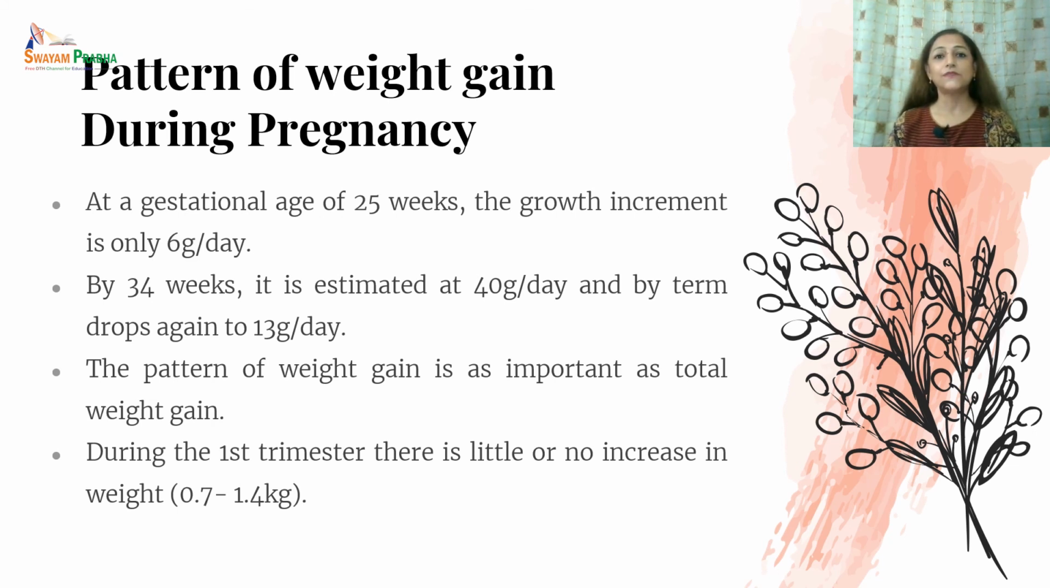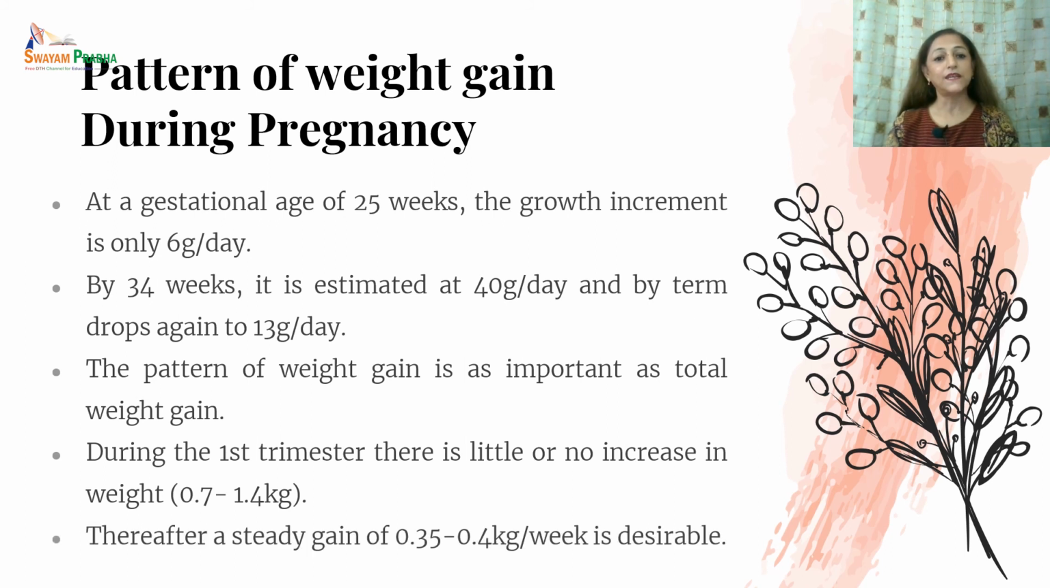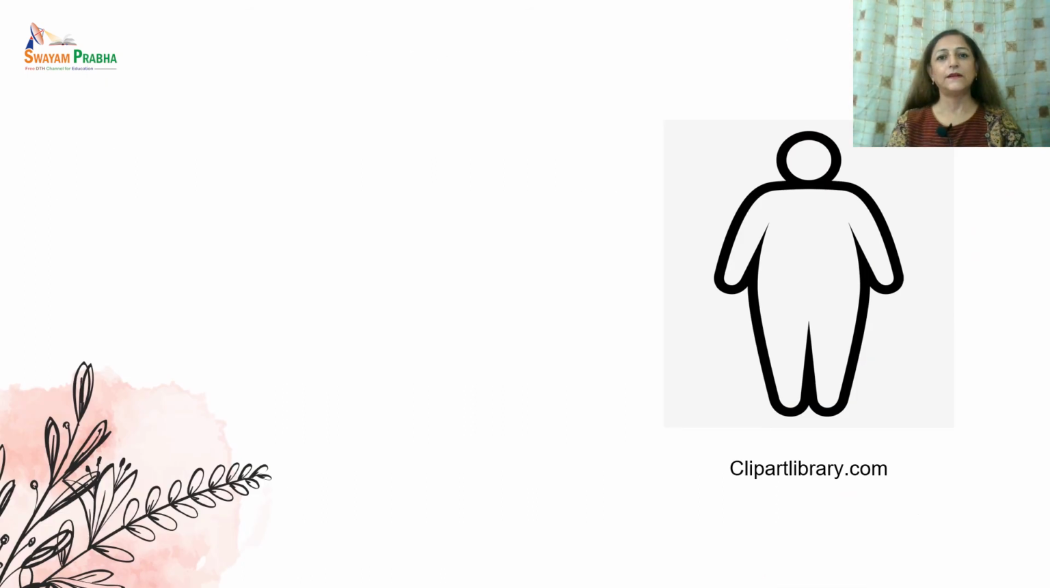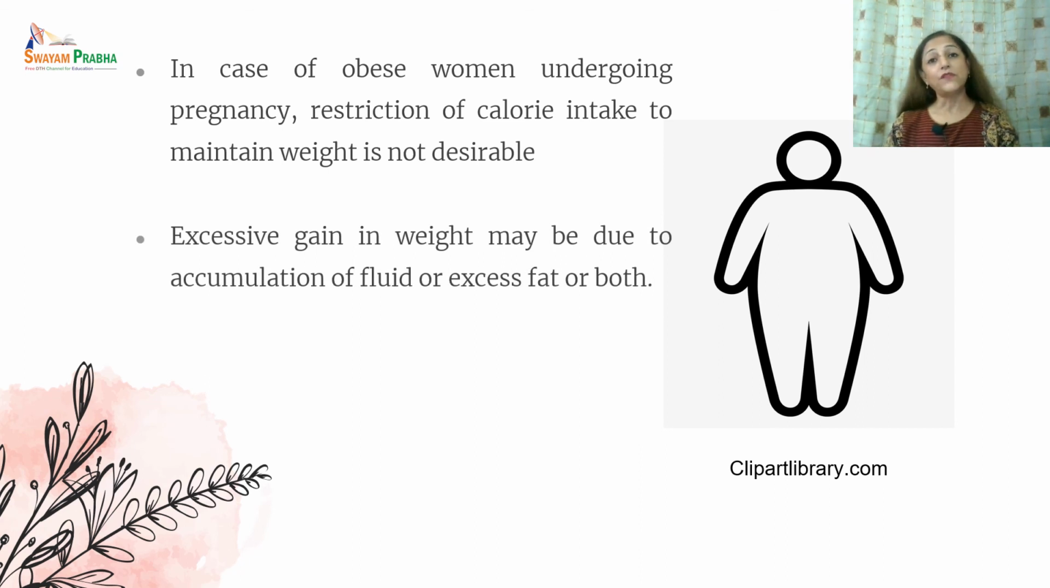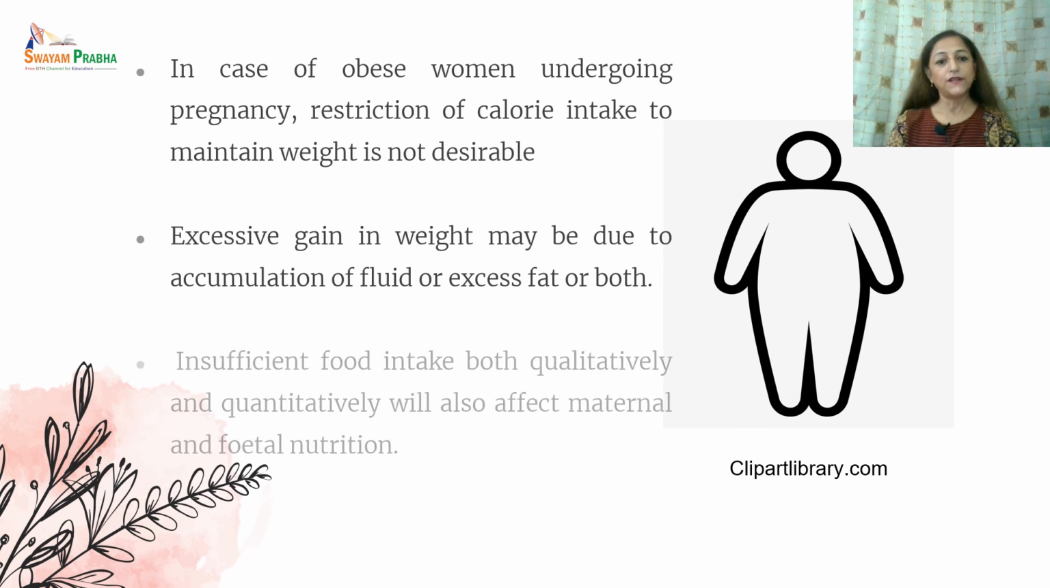During the first trimester, there is little or no increase in weight, the range being 0.7 to 1.4 kilograms. But after that, a steady gain of around 0.35 to 0.4 kilogram per week is considered desirable weight gain. In the case of obese women who are pregnant, restriction of calorie intake to maintain weight is not considered desirable, as the correction of obesity during pregnancy has a greater risk on fetal growth. The excessive weight gain during pregnancy can be due to accumulation of fluid or excess fat or both.